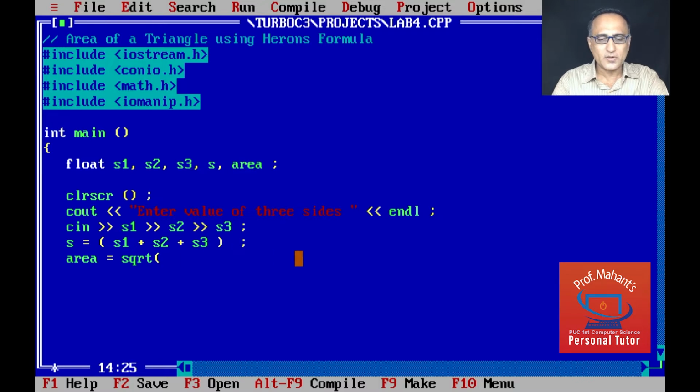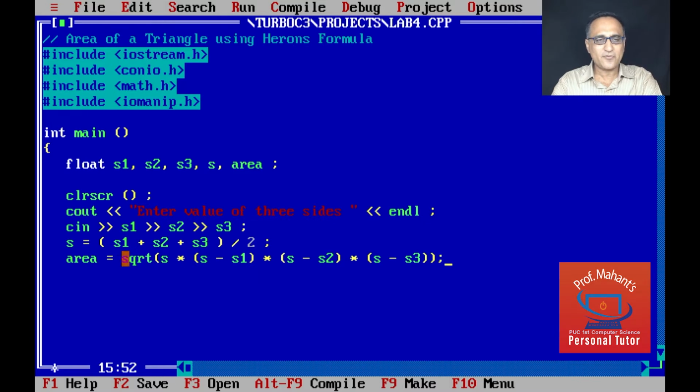So once I calculate S, I am going to go ahead and find the square root. Before I go to the square root, a small correction here. This should be divided by 2. S is S1 plus S2 plus S3, divided by 2. Now I say square root of S star S minus S1 multiplied by S minus S2 multiplied by S minus S3. So using this formula, I am able to calculate the area. Area is S into S minus S1 into S minus S2 into S minus S3.